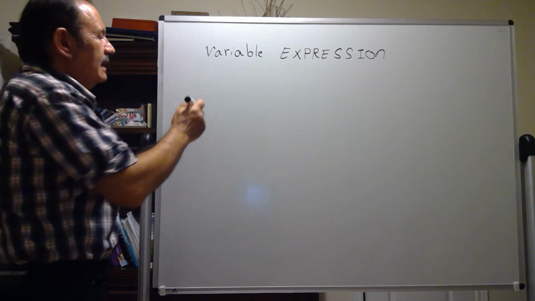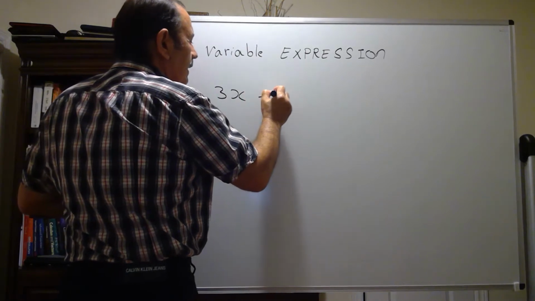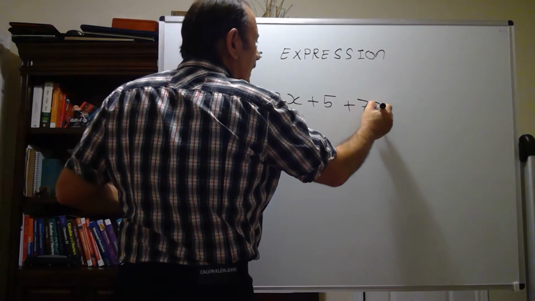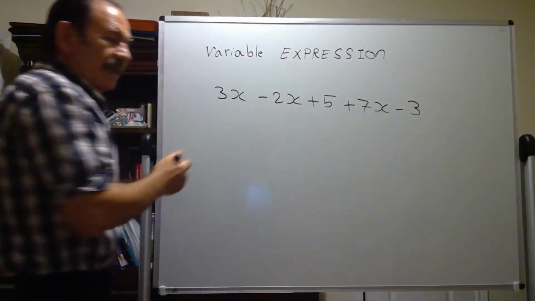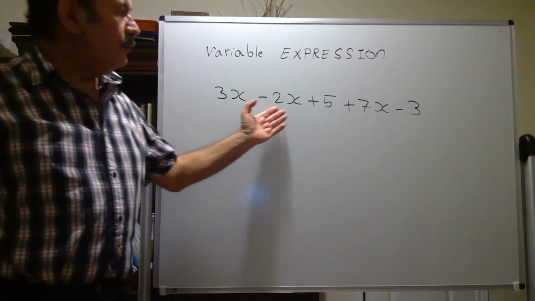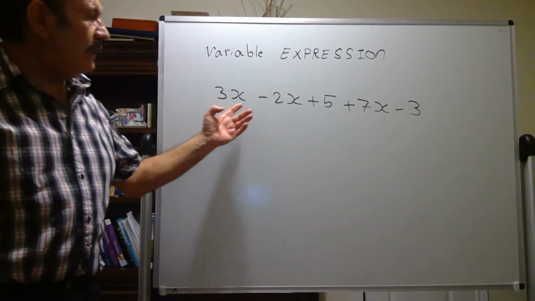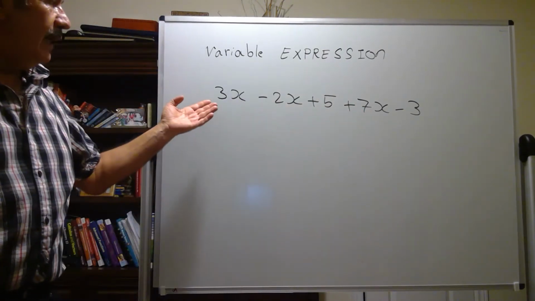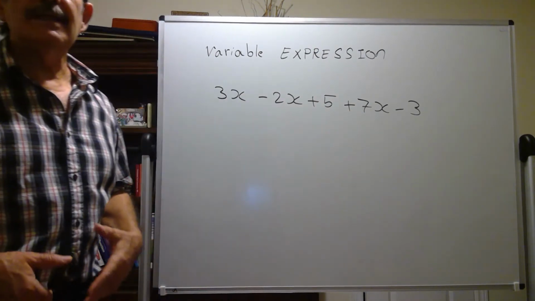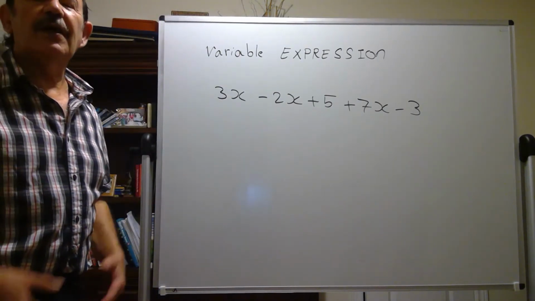Let's say I have this expression: 3x minus 2x plus 5 plus 7x minus 3. Again, this is another expression. This expression has 1, 2, 3, 4, 5 terms and has one variable, which is x. The name of this 3, negative 2 and positive 7 is coefficient. The name of this 5 and this negative 3 is constant.